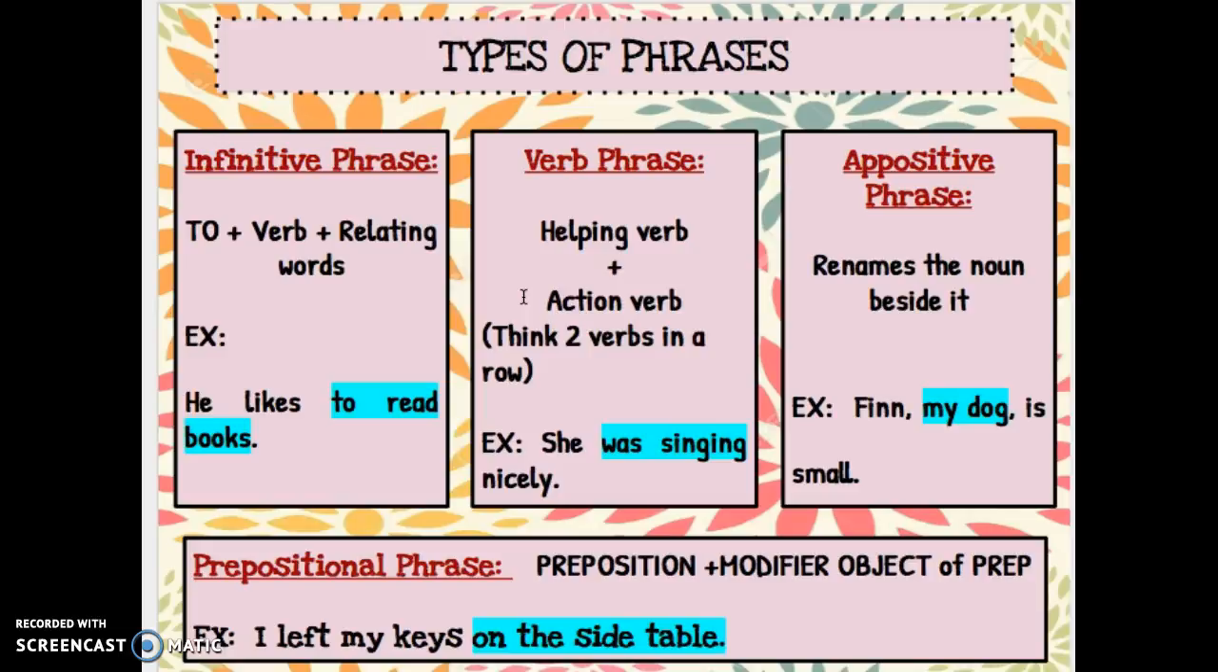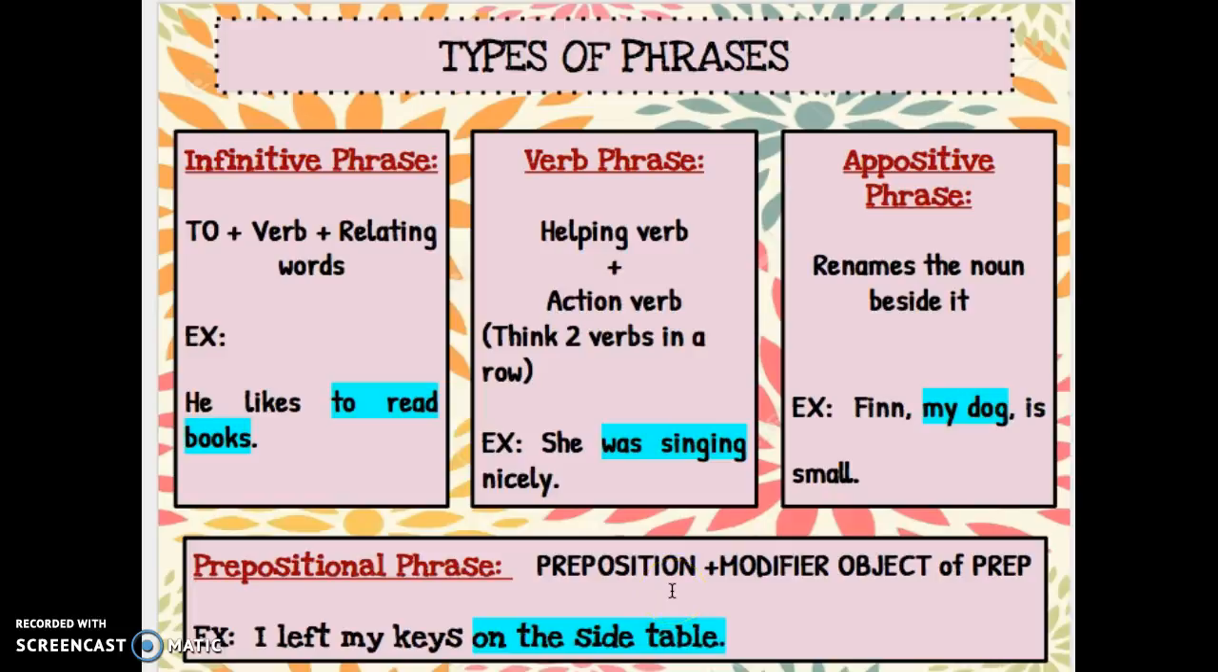So a verb phrase is going to be an action verb and a helping verb together. Your example: she was singing nicely. So was is a helping verb and singing is an action verb. Okay, so together, that's my verb phrase. Pretty simple once you know what you're looking for. My appositive phrase is going to rename the noun beside it. So Finn, my dog, is small. My dog is my appositive because it's giving me more information, or renaming Finn. So that's all I would highlight, just the part that's contained between the commas.